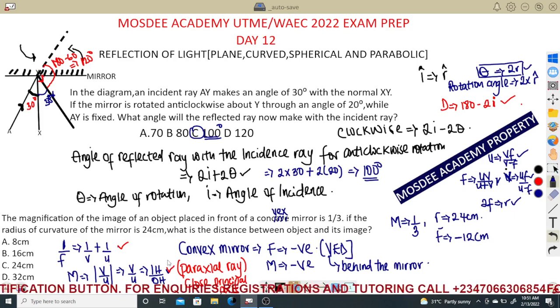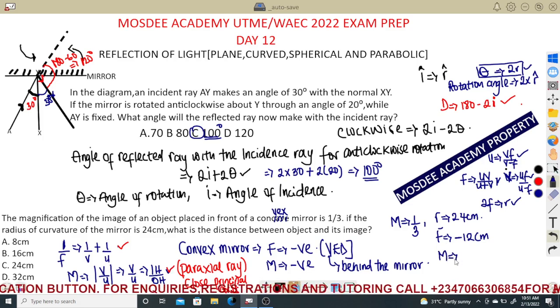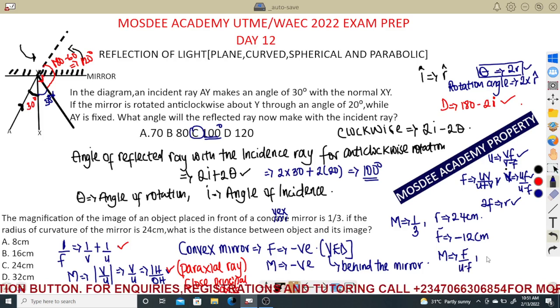Similarly, if you have generalized that, you can also generalize the magnification of a mirror in terms of this mirror formula. Doing so, my dear student, magnification can also be generalized in different ways. For example, it is equal to f, the focal length, over u minus f. One way to generalize it. Another one, I want you to write all these because they are important.